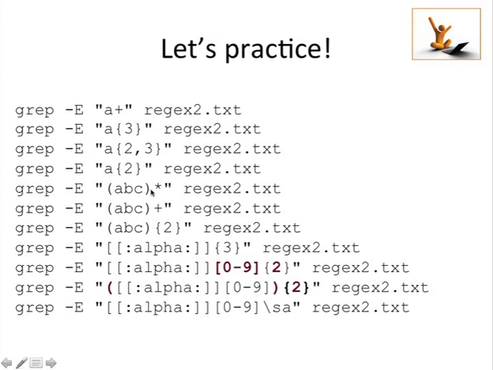Then, for this expression, ABC to occur 0 or more times, you put the parentheses, and that's why the star will refer to the whole expression in the parentheses. You can say ABC plus, which will be at least 1 occurrence of ABC. You can specify exactly how many times you want ABC to occur. Twice, in other words, that's exactly the expression ABCABC. Okay, so that's kind of easy stuff.